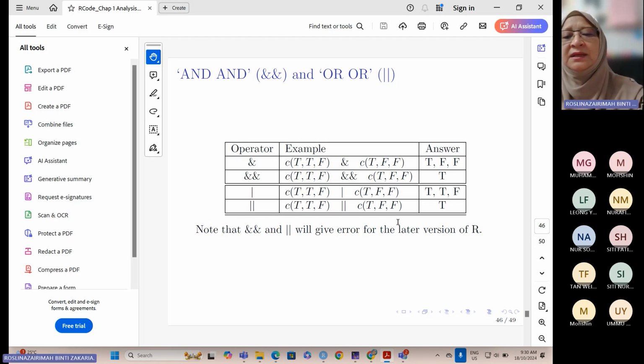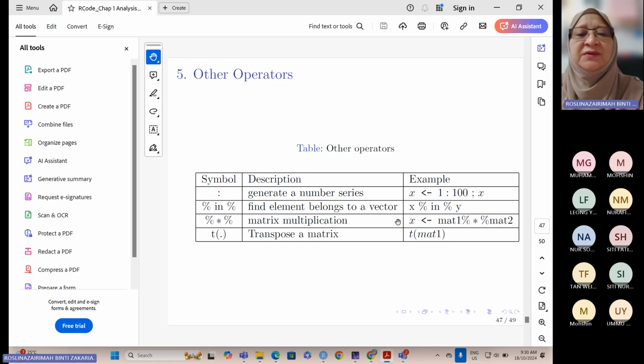This one is comparing element to element. Other operators that we have in R: the colon, if you want to generate a number. We can also use the percent operator to find whether an element belongs to a vector. And for matrix multiplication, we use the asterisk, and for transpose it is simply T.